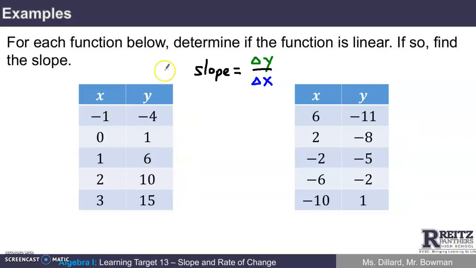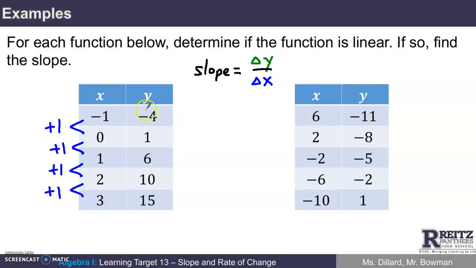Okay, here are 2 more examples. We'll try the same problem. Is it linear or not? And if it is, let's find the slope. Let's look here in this function. Let's look at the x's and see if we can find the delta x's. It looks like +1. Is it +1 everywhere? It works there. It works there, and it works there.